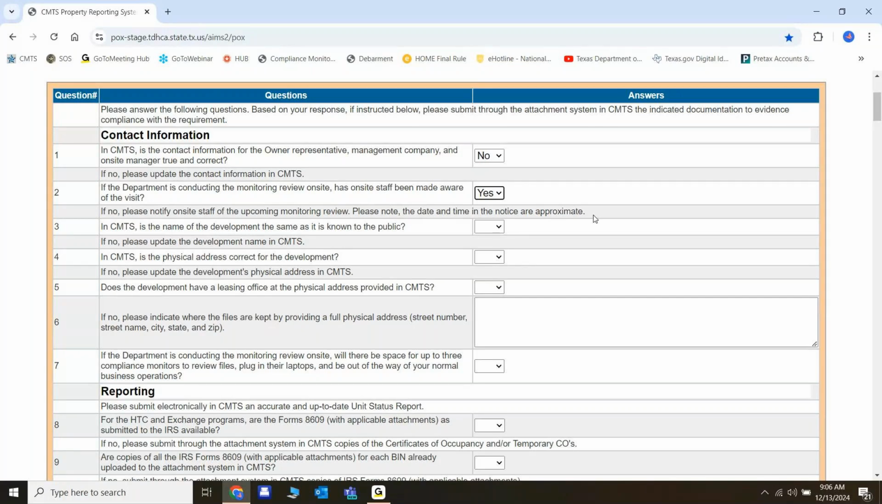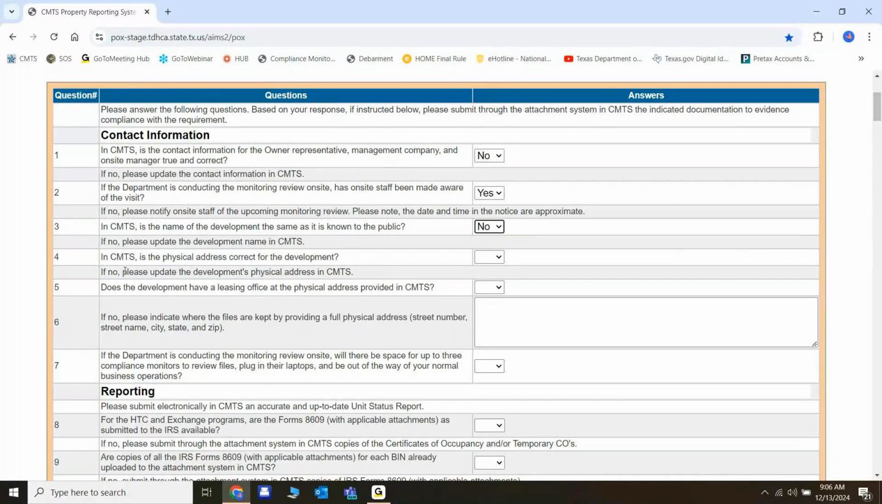In CMTS, is the development name the same as it is known in public, which means is the name in CMTS the same as the name on the sign? Because we're driving to your location, we put in your address and GPS. If it's not the same, because sometimes our developments are located in areas where there are several developments, we would have to guess. If it is the same, great, say yes. If no, please go into CMTS and update your name to the name that is on your sign.